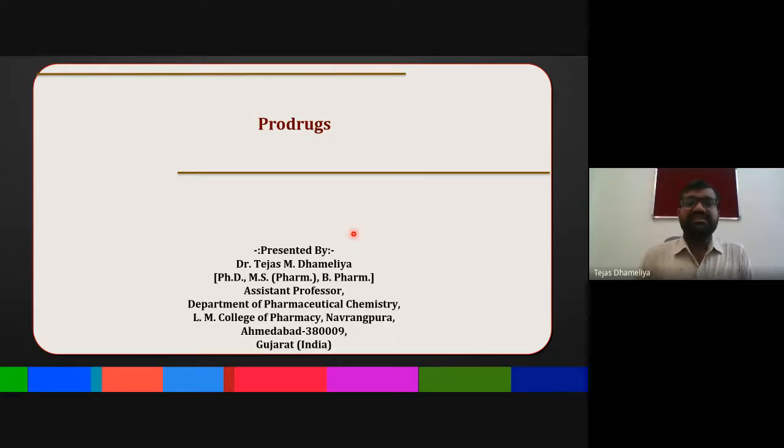Now, this is much required when we wish to surpass some kind of metabolism, such as first pass metabolism. We wish to surpass enterohepatic circulation, or if we wish to increase the stability of the molecule, increase the permeability, or reduce the toxicity of the molecule. In all of these circumstances, prodrugs are a useful approach for us to determine the selectivity of the molecule. That is the main objective behind using prodrugs.